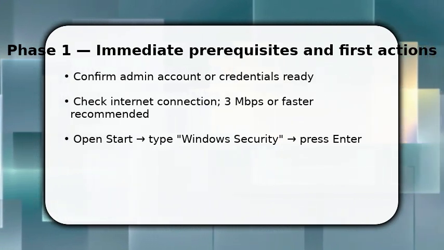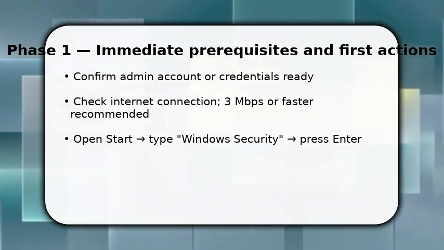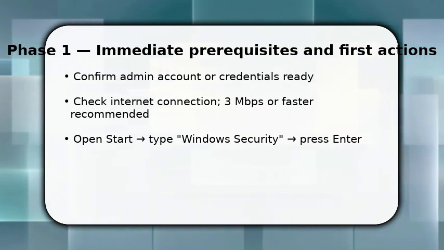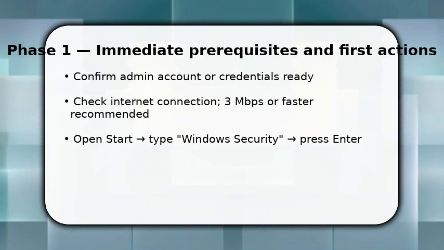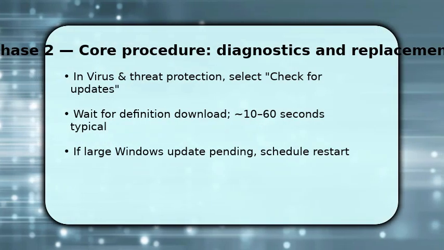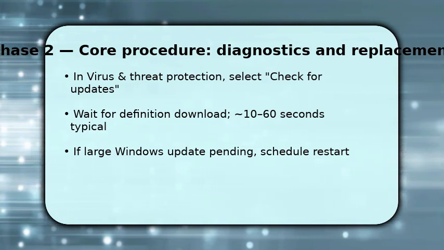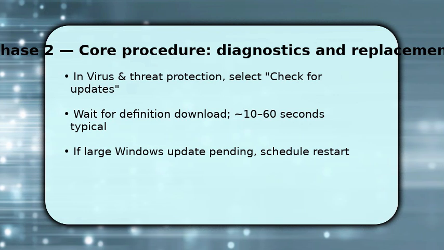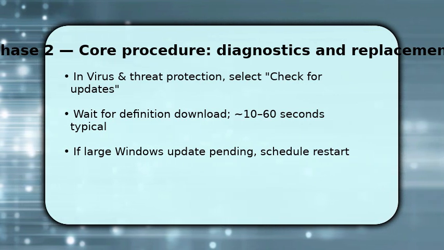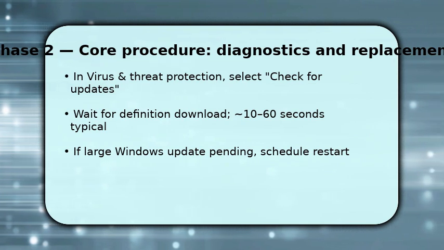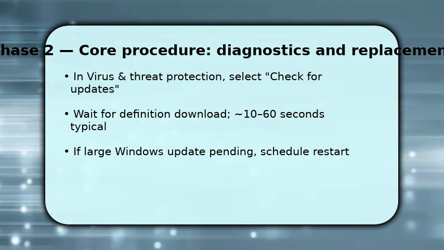Start the manual definitions update by choosing Check for Updates under Virus and Threat Protection Updates. This kicks off the download and primes Defender for the next steps. Once you trigger Check for Updates, Defender fetches the latest definitions and engine files. You'll see progress. Wait calmly until it completes. Interruptions can corrupt updates. If the system reports a newer engine, allow automatic apply. That may require a quiet restart.